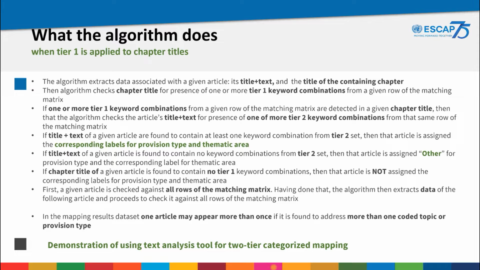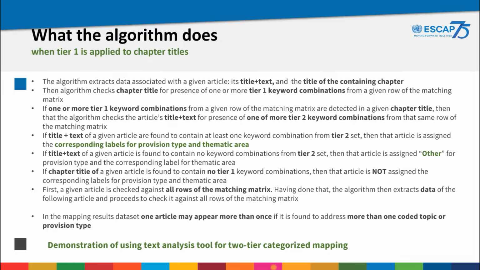If the title plus text of a given article is found to contain no keyword combinations from the Tier 2 set, then that article is assigned Other for provision type and the corresponding label for thematic area. If the chapter title of a given article is found to contain no Tier 1 keyword combinations, then that article is not assigned the corresponding labels for provision type and thematic area.